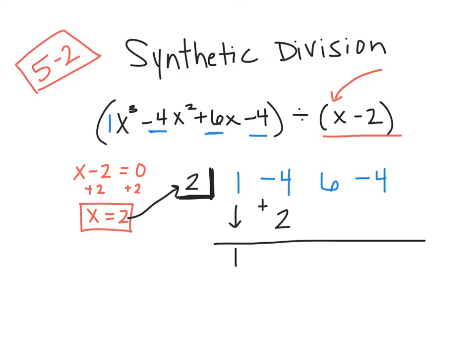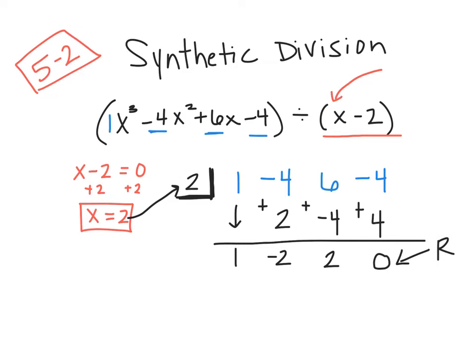So negative 4 plus 2 is negative 2. And again, we're going to take this 2 and multiply by negative 2 and put our answer right here. So we get negative 4. Again, add those two together to get positive 2. And then we're going to take this 2 right here, we're going to multiply by 2 and put our answer right here. So we get 4. Add those together and we have a 0. This is your remainder. So that last number is always your remainder. So in this case we have a remainder of 0.